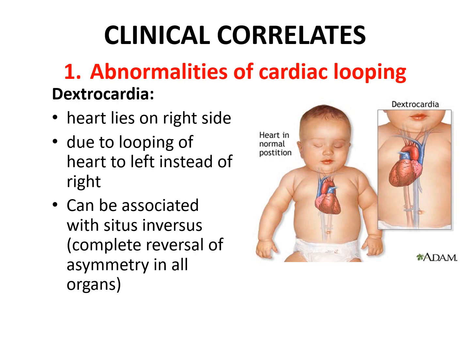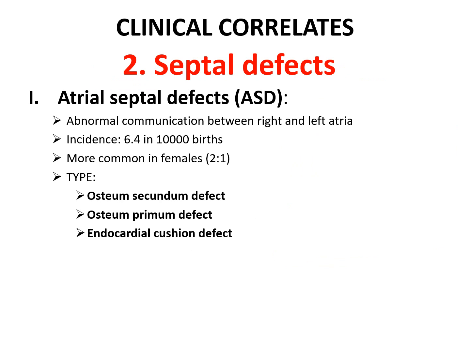Then we have to correlate the development with various clinical defects. We have already discussed dextrocardia and why it occurs, in the previous lecture. So we will move on to the next, that is, the defects in the septa. Septal formation we have seen between the atria, between the ventricles, or even the truncus arteriosus. So there may be defects in these septa formation.